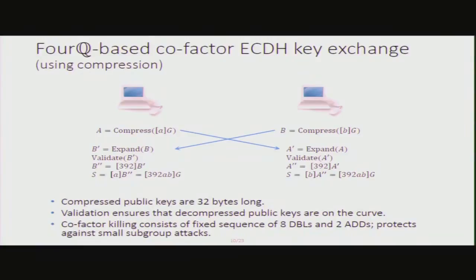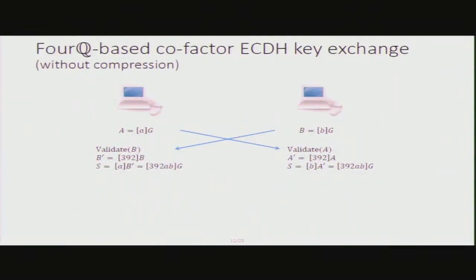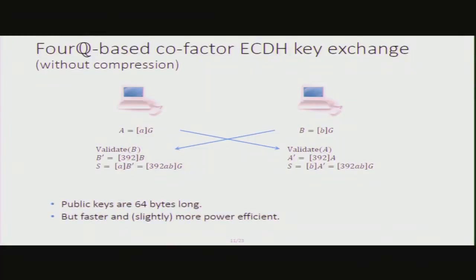Now, as I said, these are compressed public keys of 32 bytes long, and that's similar, for example, to Curve25519. But you can also proceed with an uncompressed version where you use 64 bytes, and it's slightly faster and more power efficient, so it could be more suitable for certain applications. It's just a straightforward implementation of cofactor ECDH without the compression part.